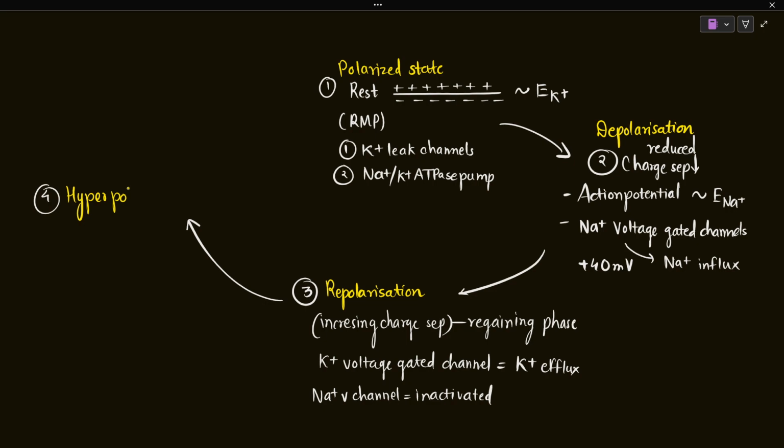Okay, which keeps the potassium efflux on. And once those voltage gated potassium ion channels are closed, now the sodium potassium ATPase pump starts, and it regains the resting membrane potential. Because now, let's take a look at the distribution of ions across the membrane.